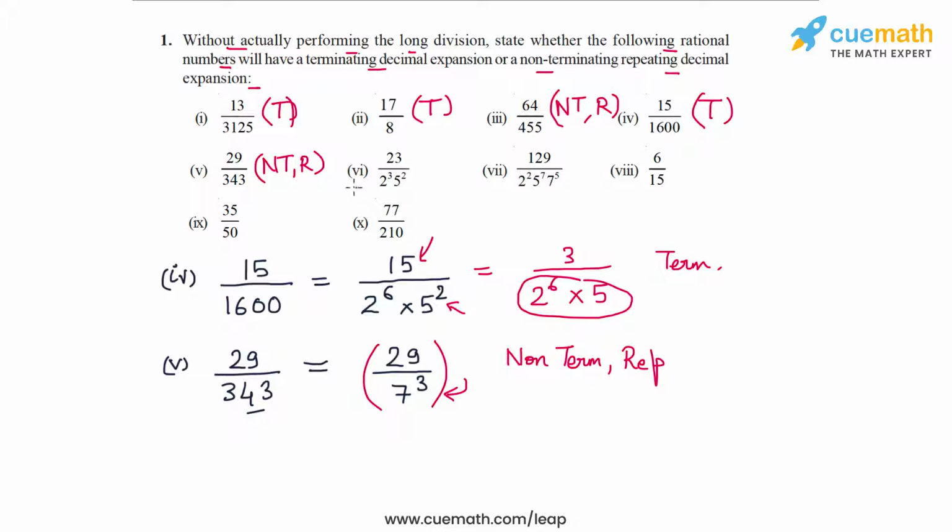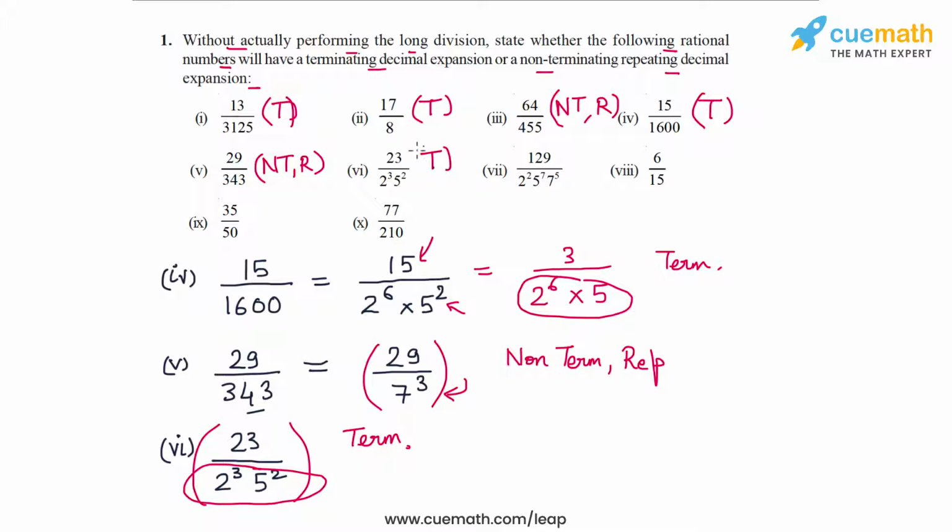Now let's go to the next part. In the sixth part, the number is 23 by 2 cube into 5 square. So the denominator is already given to us in prime factorized form, and this number is in its lowest form, and we see that the denominator has only 2s and 5s in its prime factorized form. So this will have a terminating decimal expansion. So the sixth number has a terminating decimal expansion.